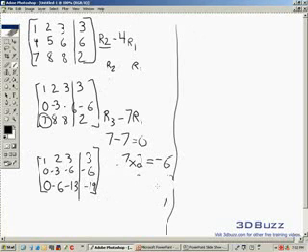So the next step that I'd like to do is to clear out the y in the third row. I'll do it in the second row. I'll go negative 1/3 row 2.